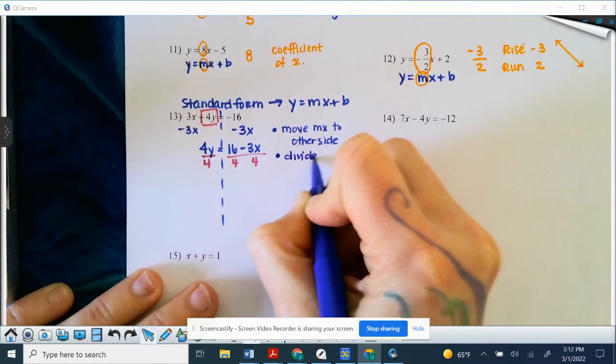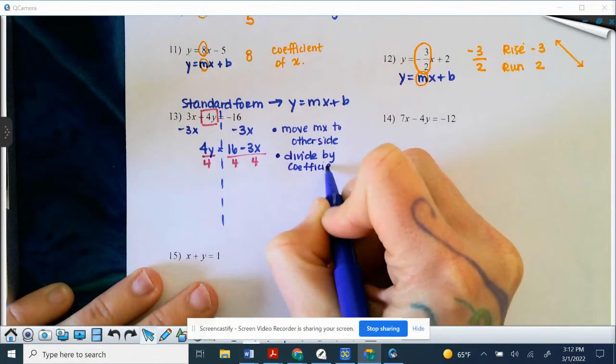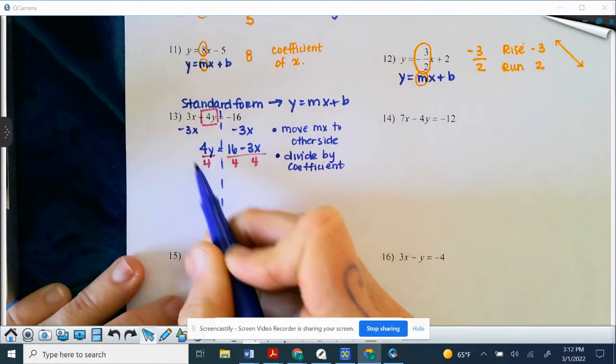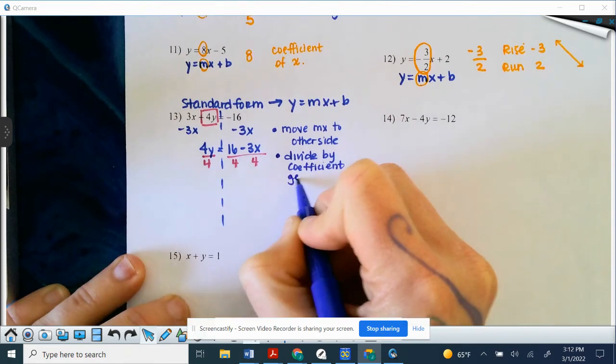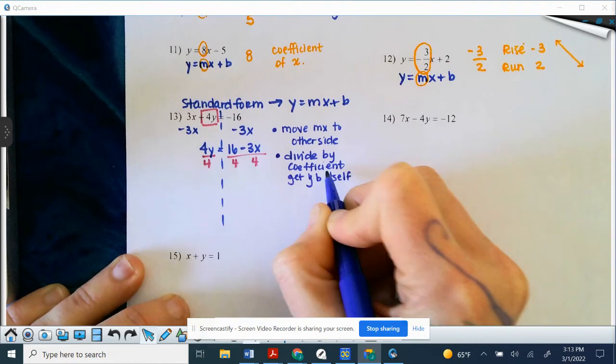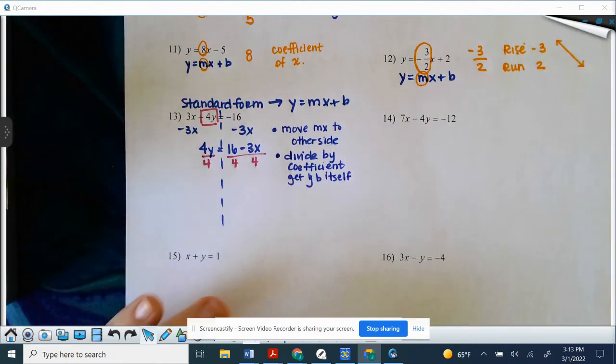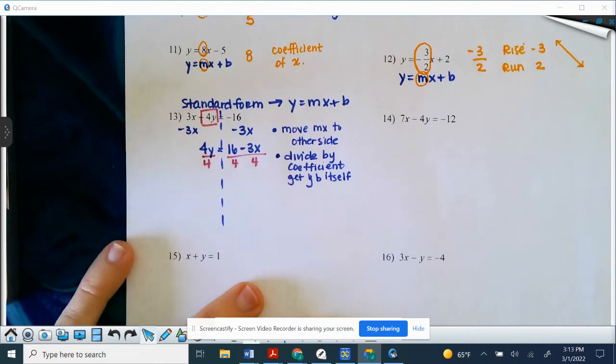divide by the coefficient. So whatever is attached to y. So get y by itself is what I mean by that. Whatever's in front of y, you're going to divide. And most every one of these are exactly the same. The numbers are just different.